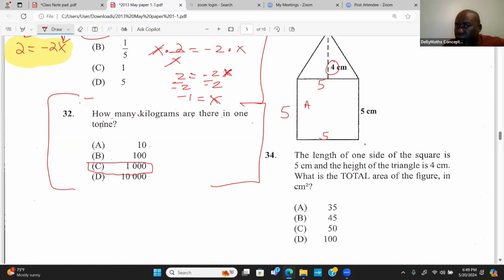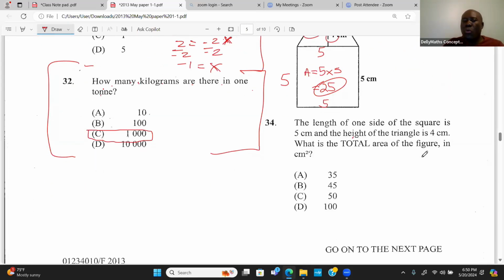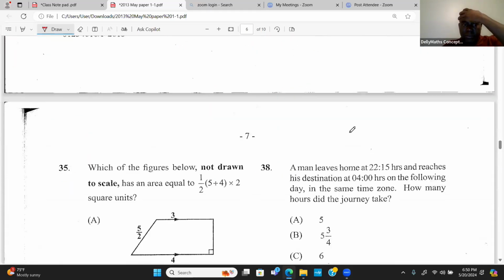But the area of a square, though, is 5 times 5. So the square part is 25. For the area of the triangle, it's half base times height. Half base times height. So that's 20 over 2, 10. So the area of this part is 10. So if we're combining everything, 10 plus the 25, we're looking for 35. So what we did was just to find the area of the two pieces, and then you add them. It's not a big deal. 35.